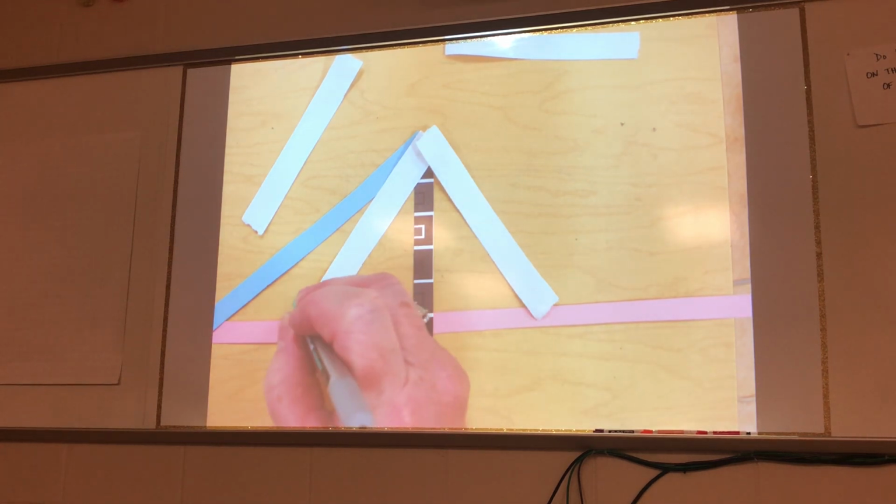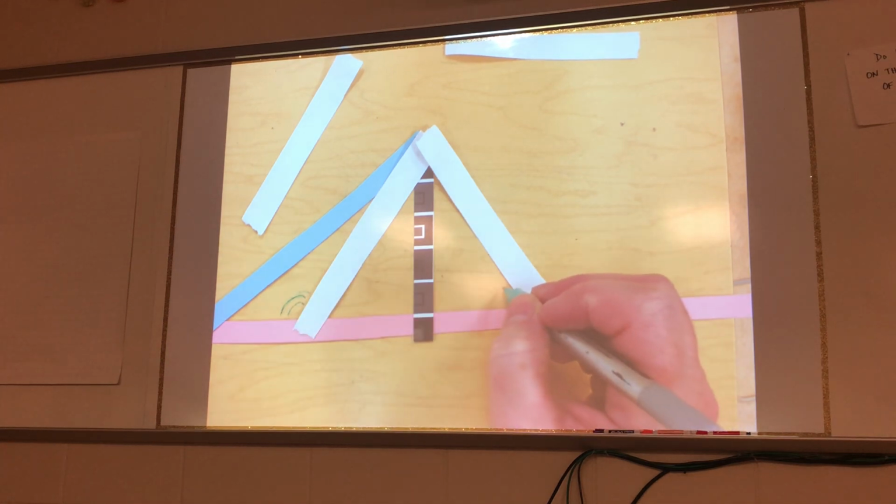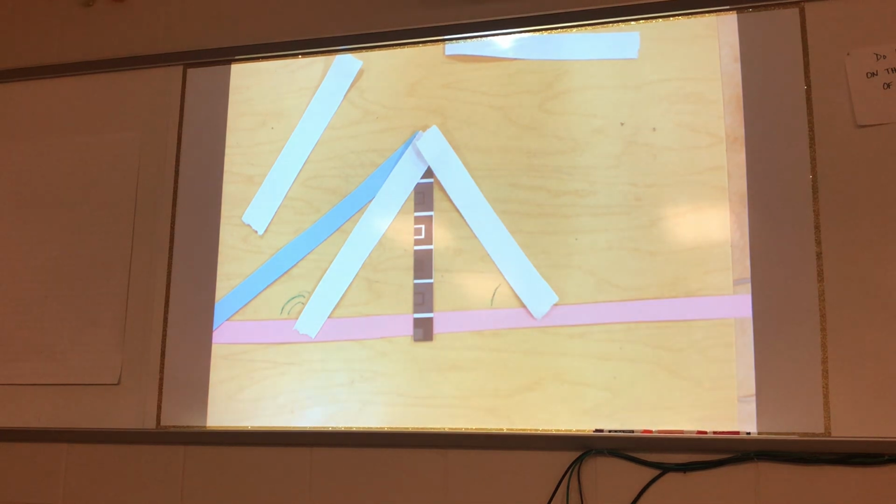I want to know if there's a relationship between this angle right here and this angle right here. They should make 90. 180. Supplementary. Okay? Oh, yeah, 180. My bad. Not 90, but 180. Yeah. Okay, so let me show you why they make that, okay?